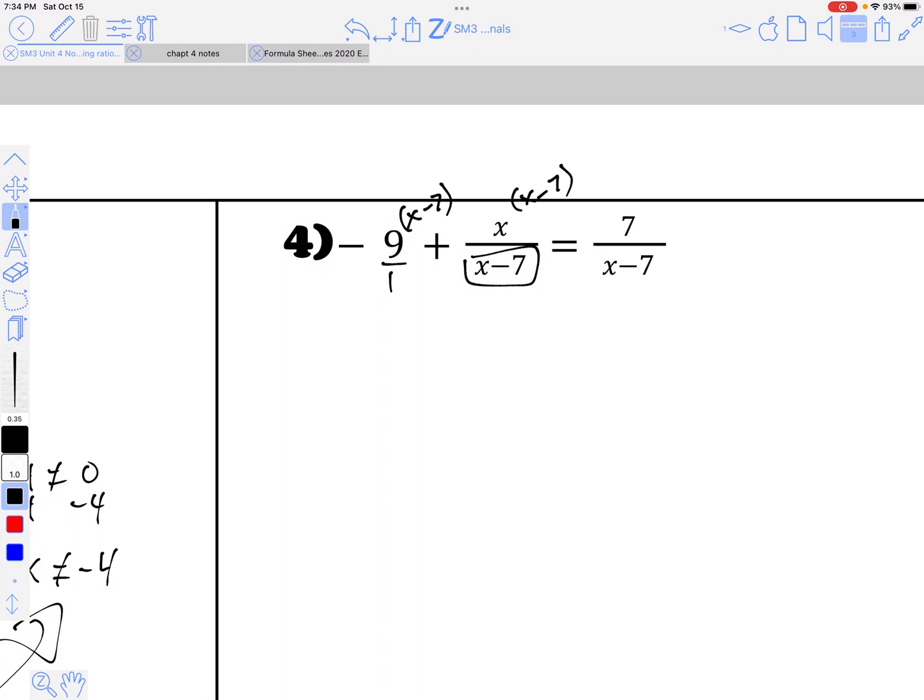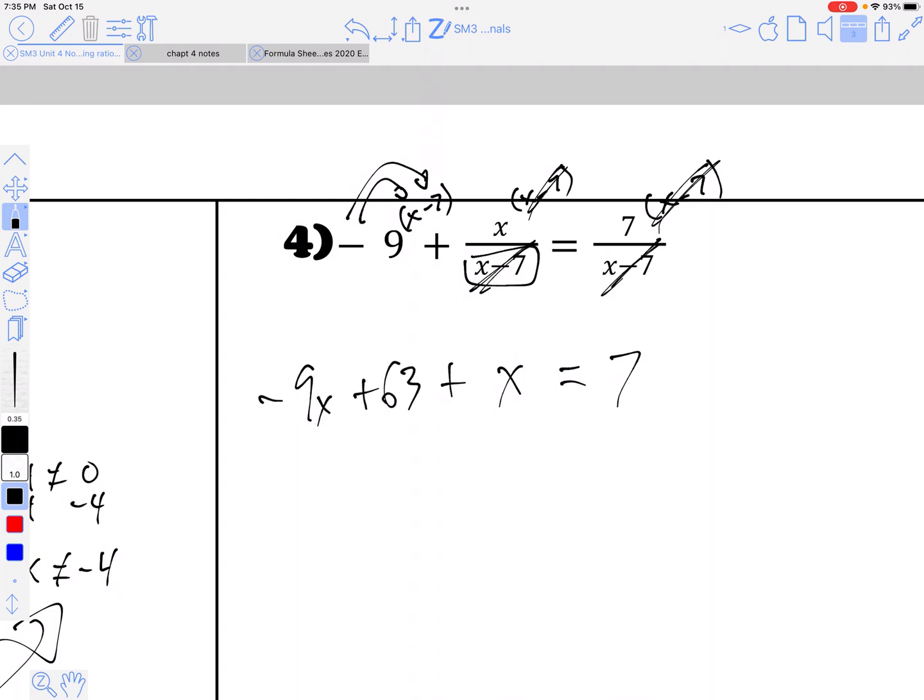So 9 has a denominator of 1, but if you multiply everything by 1, that's not an issue, right? If I multiply everything by x minus 7, those cancel out because they're held together by multiplication. So I'm going to get 7x, and then I can distribute the negative 9 in. So I have negative 9x, negative times negative is positive 63.